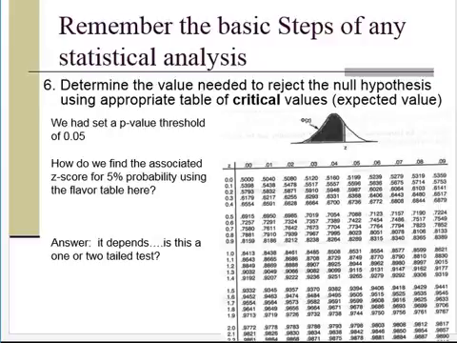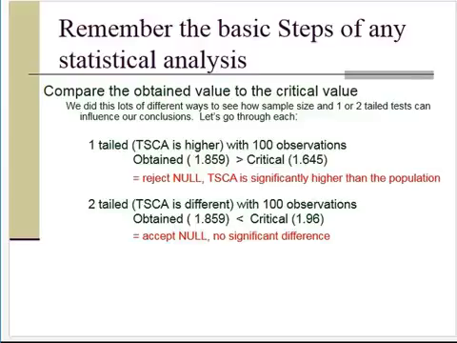Let me summarize that on one slide so maybe it's easier for you to wrap your head around. If we had conducted a one-tailed test because we hypothesized that eastern hemlock would be higher, and we had 100 observations, so we're still using that larger power sample, then we would have calculated 1.859, which is greater than the critical value for that one-tailed test of 1.645. Therefore, we have to reject the null and say that eastern hemlock is significantly higher than the larger population.